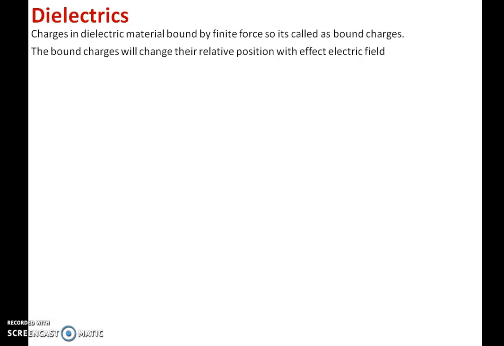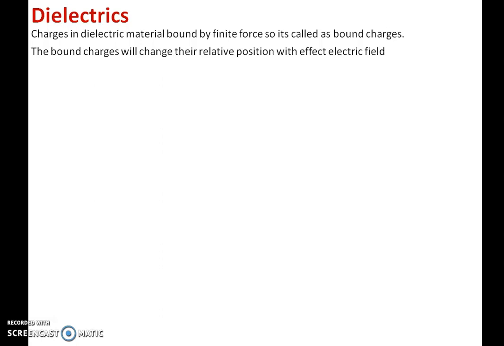So what do you mean by dipole? Dipoles are a pair of charges where each charge has the opposite sign, and they are separated by a small distance. So there is a set of positive and negative charge separated by a small distance, and that is called a dipole. So when I apply an external electric field to a dielectric, it will form a dipole.